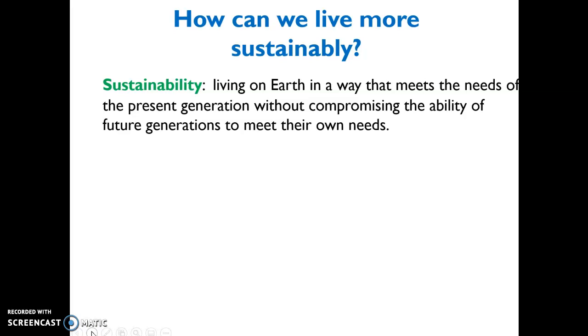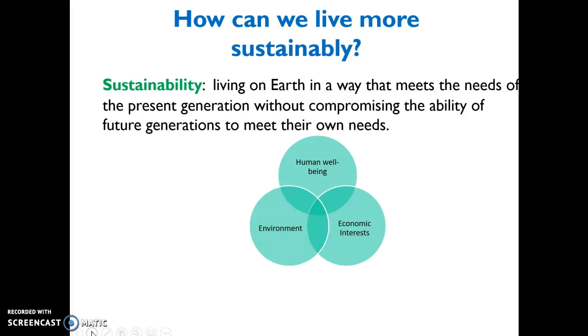So the goal of environmental science, of course, is to live more sustainably. So we'll revisit the definition of sustainability, living on Earth in a way that meets the needs of the present generation without compromising the ability of future generations to meet their own needs. And I like the graphic here from the textbook. And it's saying that human well-being is one consideration, the environment is another consideration, and economic interest is another consideration.